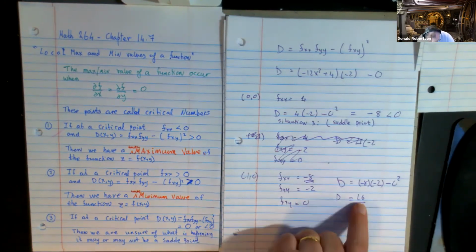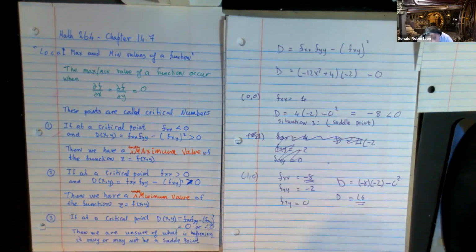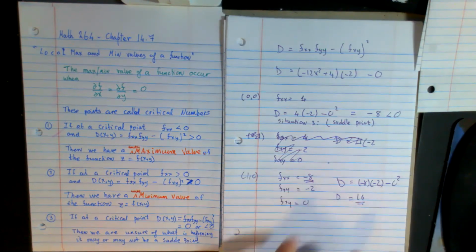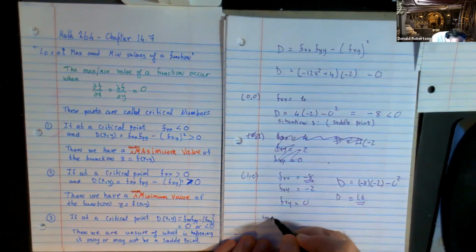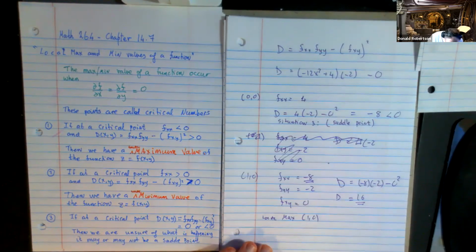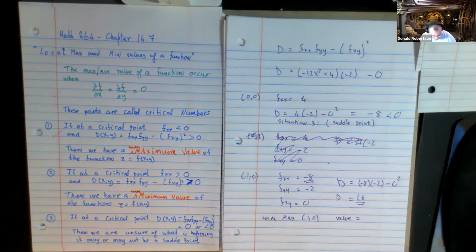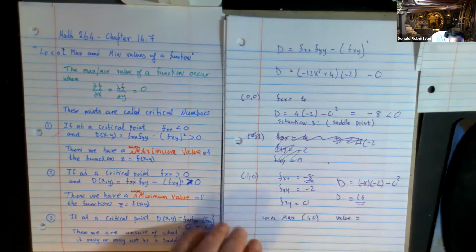That guy. If D is positive and the second derivative is negative, what are we looking at here? Local max, local min? Local max. Okay, so we're looking at a local max, and that's going to be at the point 1, 0. And there's something I'm going to add on to this in a minute. And that's its value, but I'll come back to it.